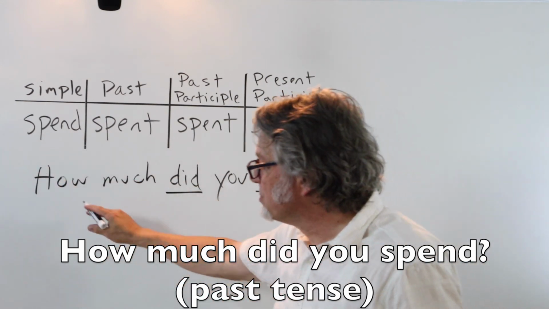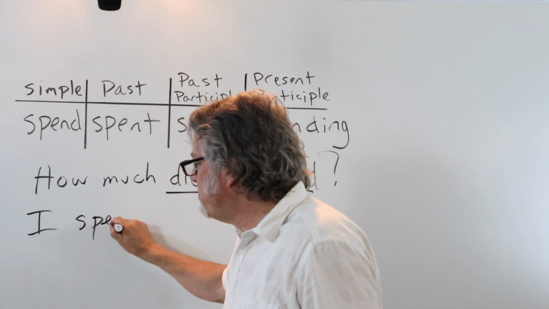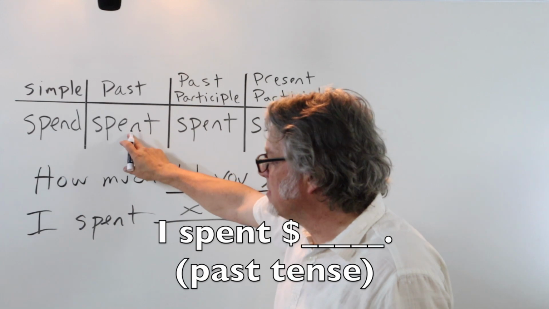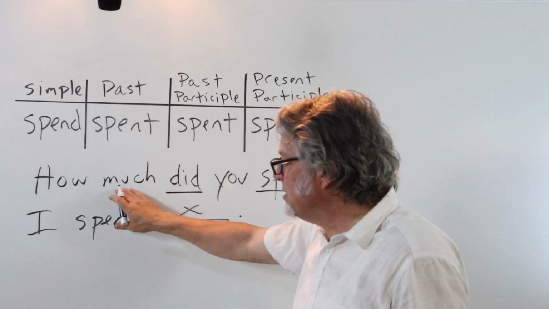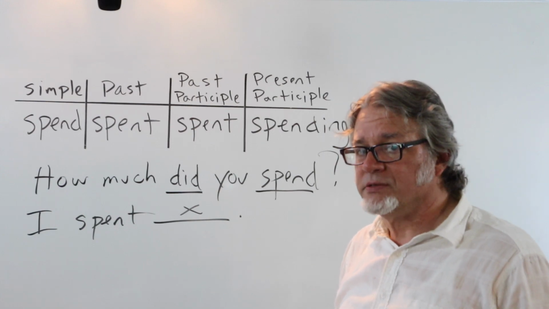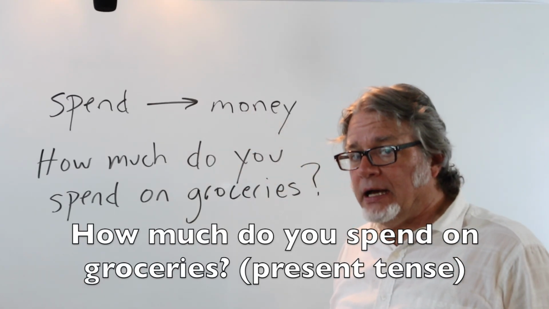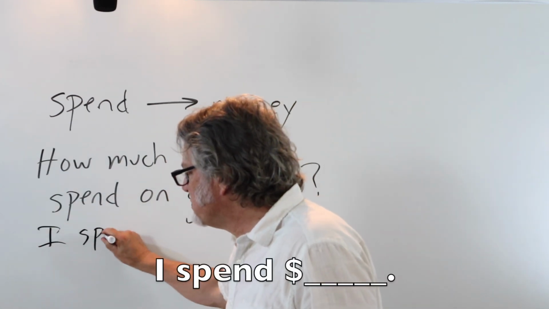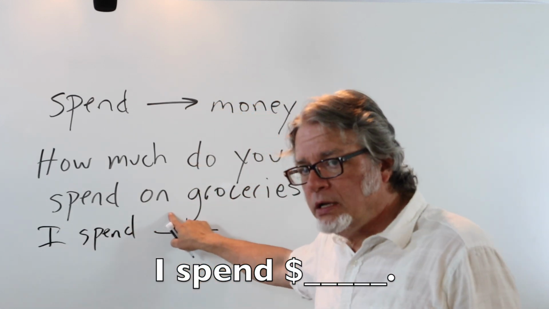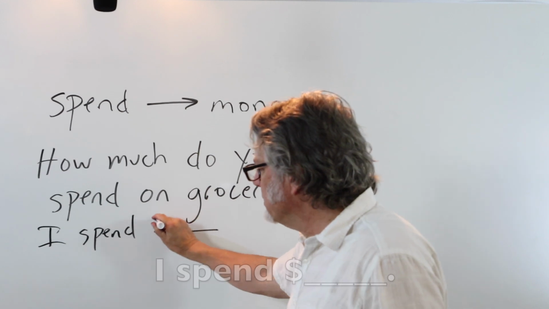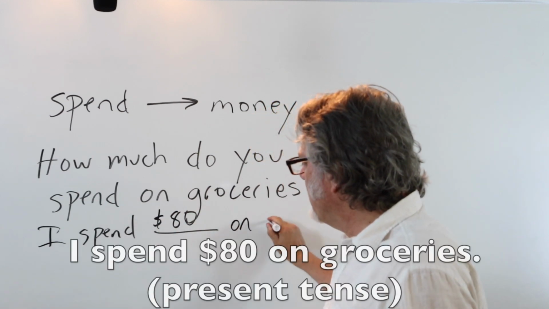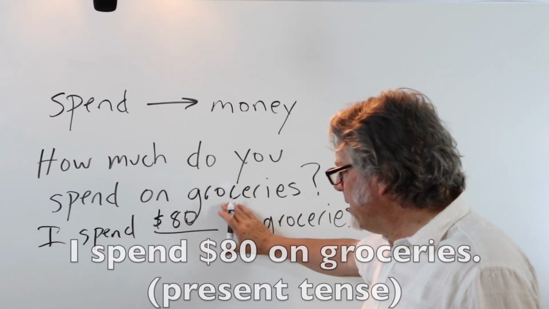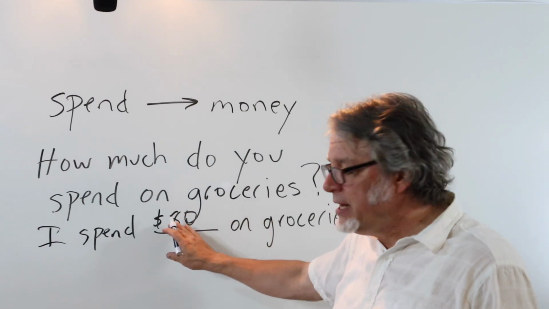And when you give the answer, I spent, and then here is the dollar amount. This verb is in the past tense. Both the question and the answer are in the past tense. How much do you spend on groceries? And the answer, I spend, and then here's the money, here's the amount. I spend $80 on groceries. Or you could just say, I spend $80. But the money goes here.